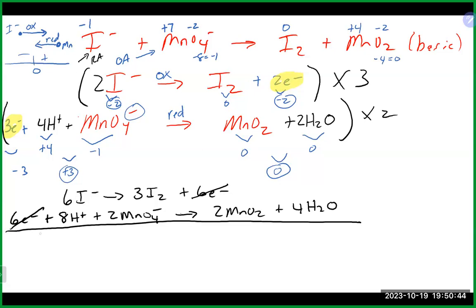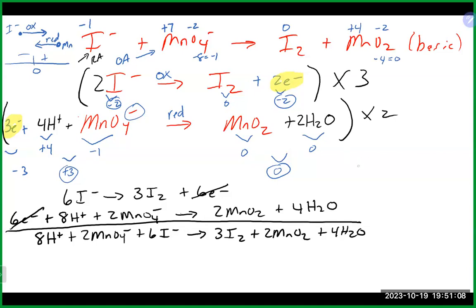So if we take everything down, everybody on the left-hand side will stay there. So 8 H pluses plus 2 of the MnO4 minus plus 6 of the I minus. Everybody on the right-hand side will stay there as well: 3 of the I2 plus 2 of the MnO2 and 4 waters in this case.